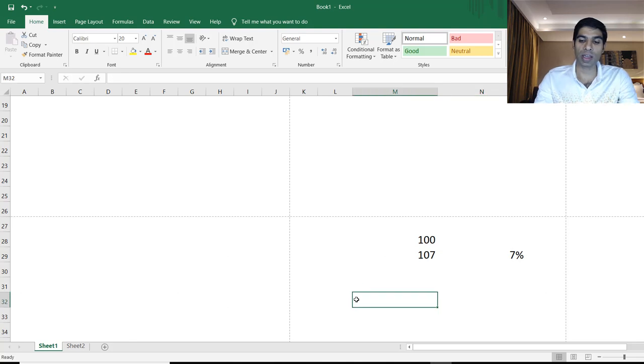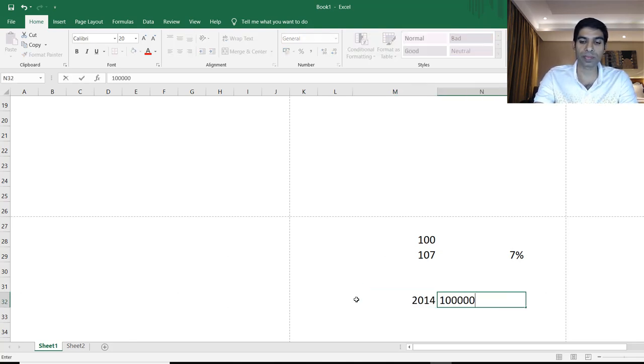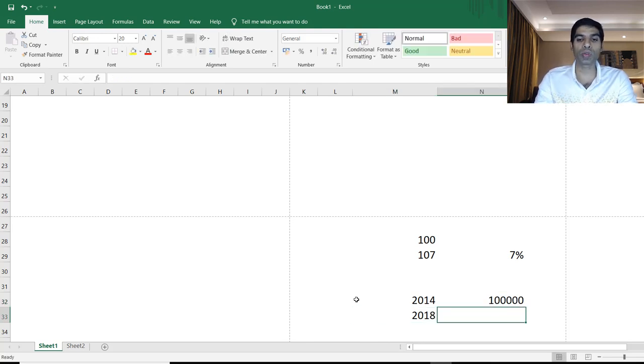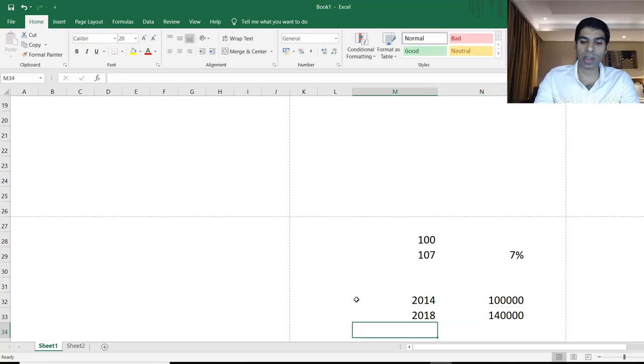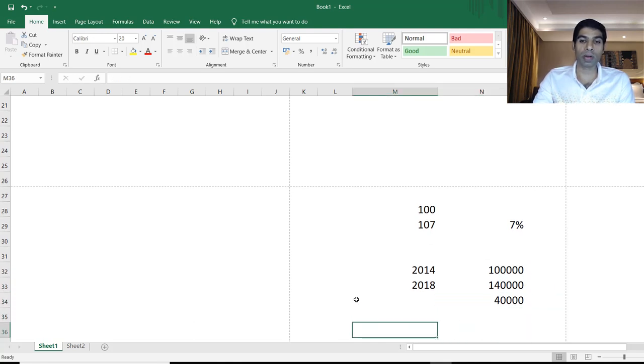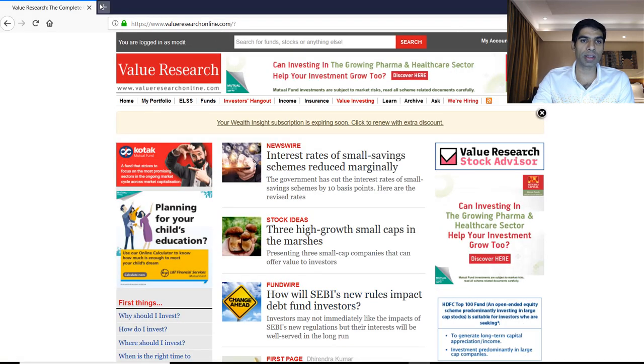So let's say in 2014 you invested 1 lakh rupees, and in 2018, so you've spent close to 4 years, this sum is now, let's say, 1,40,000. So your gain here is 40,000 rupees, right? This is your gain. Now if there's no indexation benefit, then your tax outgo would be more, but because of the indexation benefit... and how do you calculate this?